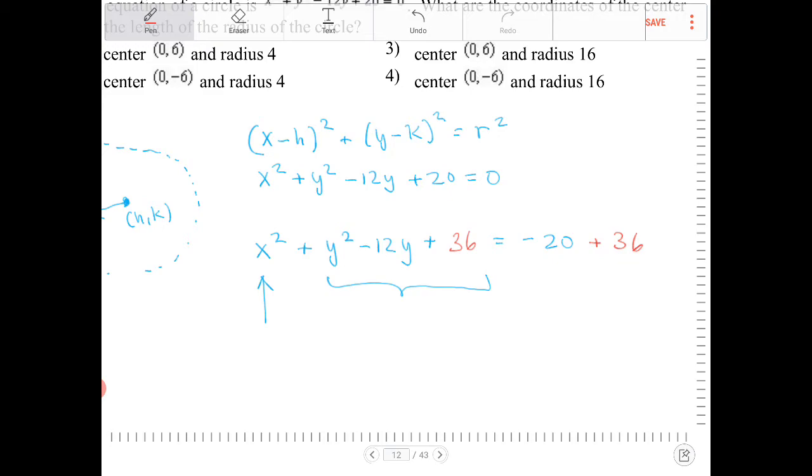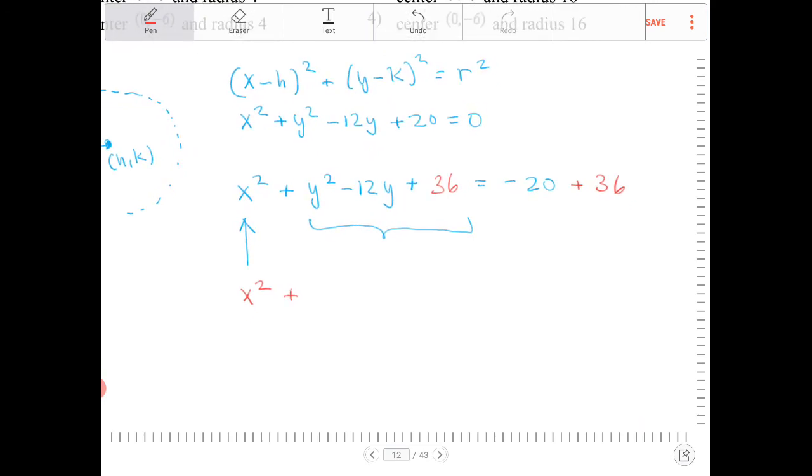So what will become of this is, now x squared, that is a perfect square, plus the trinomial y squared minus 12y plus 36, that is a perfect square too. I'm going to factor that. That turns into y minus 6 quantity squared. The right-hand side becomes negative 20 plus 36, and that's 16.